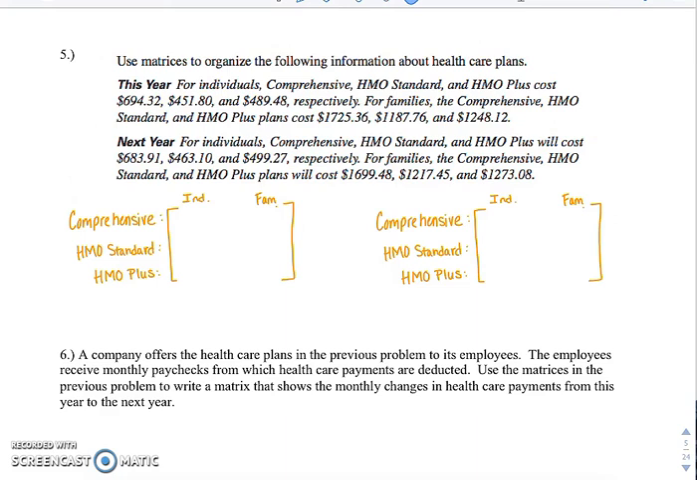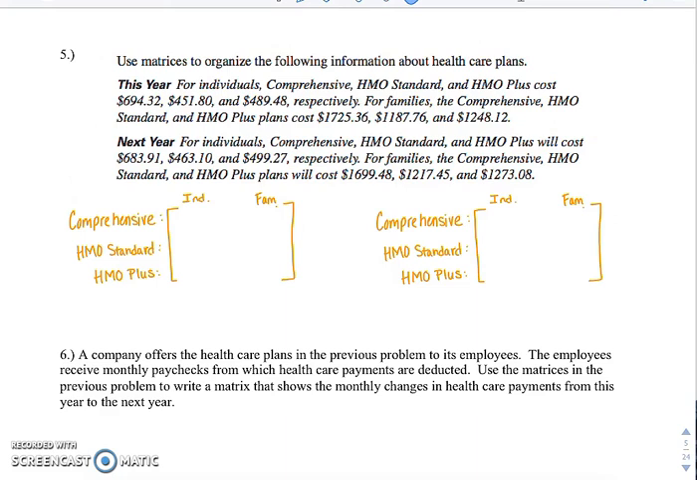So it says this year for individuals, the comprehensive, HMO standard, and HMO plus cost $694.32, $451.80, and $489.48. And then for families, those three items cost $1725.36, $1187.76, and $1248.12. And then it gives you the cost for the next year, again, for individuals and families.